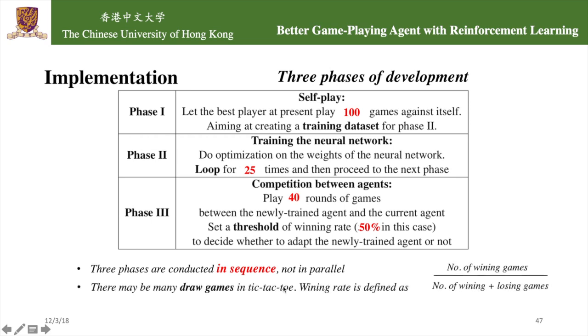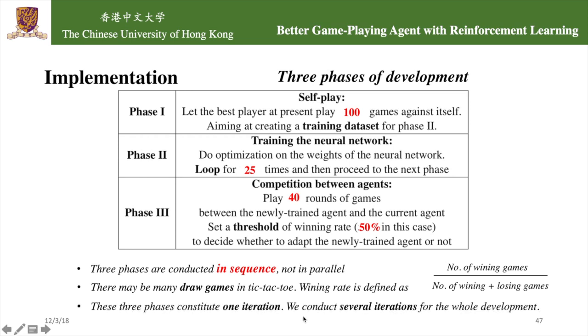Since there may be many draw games in tic-tac-toe, the winning rate is defined by this formula, where in the denominator we exclude all the drawing games. In this way, we ensure that the agent we select or retain will always have no worse performance. These 3 phases constitute one iteration. We conduct several iterations for the whole development.